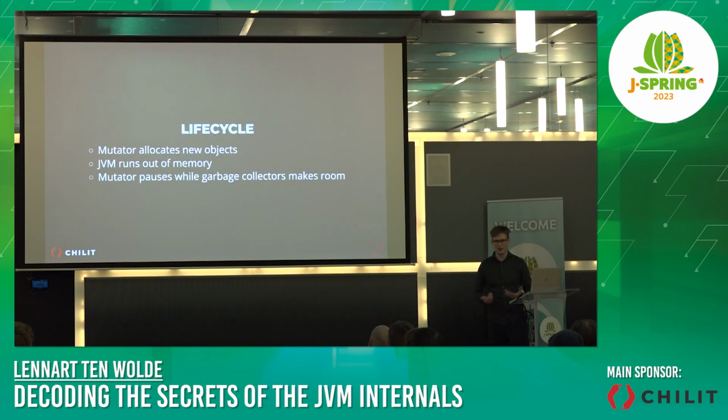So what does that look like during the life cycle of your application? The mutator, so your own code, allocates new objects as it's doing its thing. If you have a web server, your web server's running, requests are coming in, and new objects are being allocated, until eventually the JVM runs out of memory. Because if you only allocate new data, at some point you run out. Maybe you have 2 gigabytes of heap space. Eventually you're going to run out.